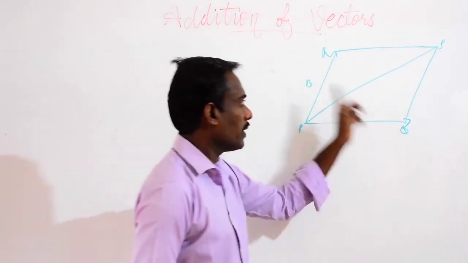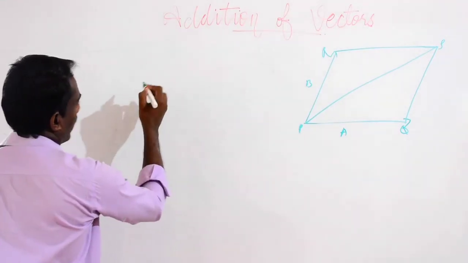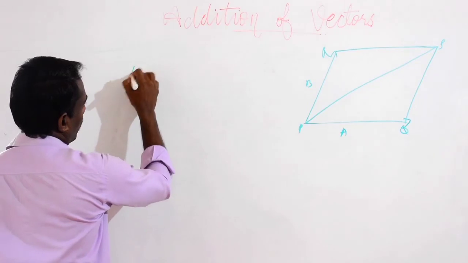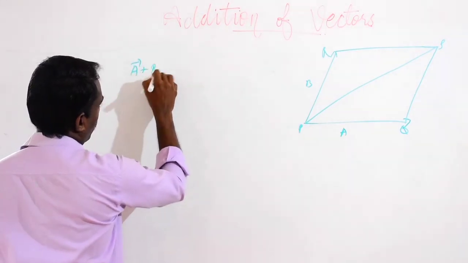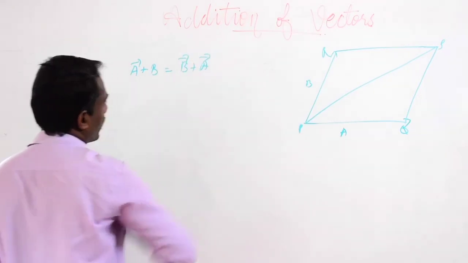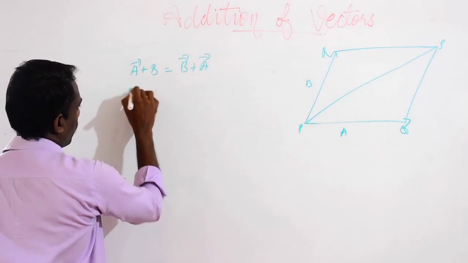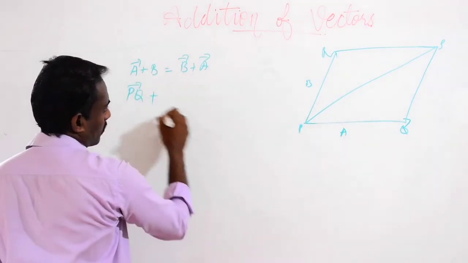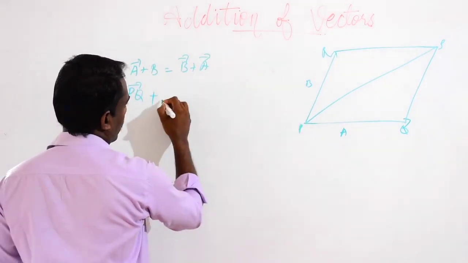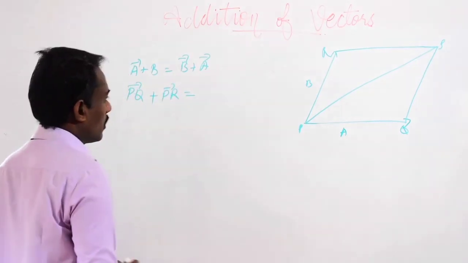So A plus B, that is equal to, for example, let's write A. A is what? A plus B is equal to B plus A. That is what the commutative property says. Here A plus B is equal to, A is PQ, and then B is PR, that is equal to A plus B.